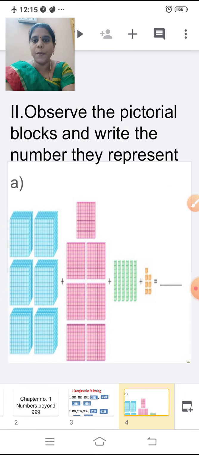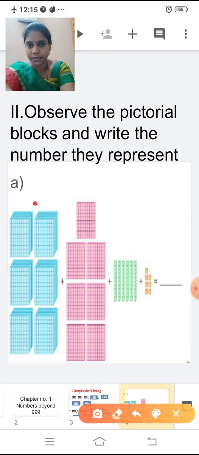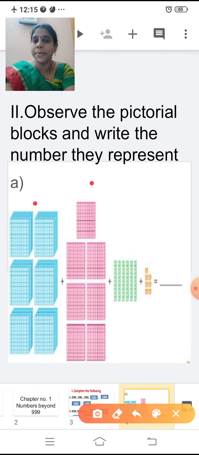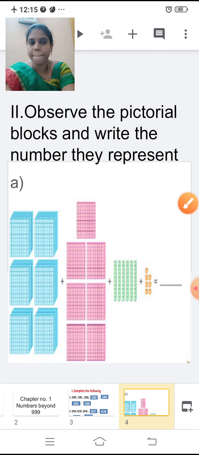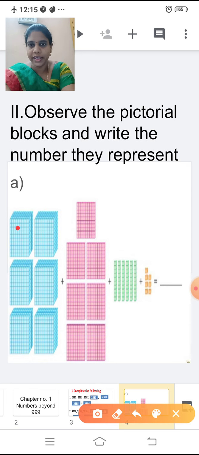Observe the pictorial blocks. Just see these blocks and write the number they represent. And what number they represent, that we are going to write in the blank. Shall we write this now? So now count how many thousands. See, this one block represents 1000, right? So now count how many thousands blocks are there. 1, 2, 3, 4, 5, 6. So how many thousands we have? 6000. Write it here.